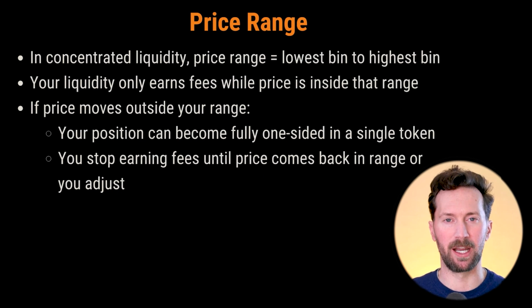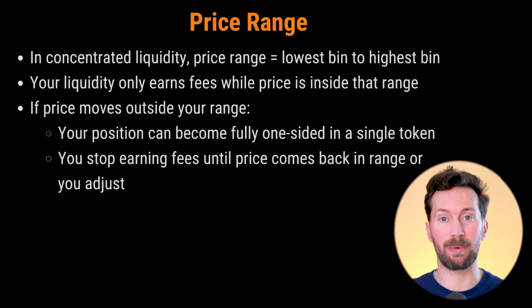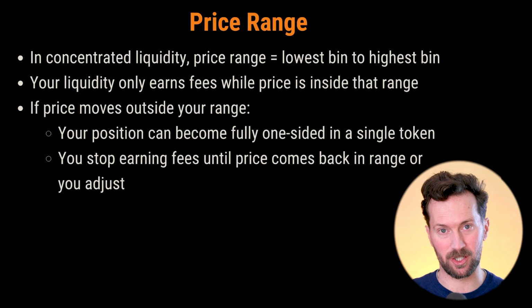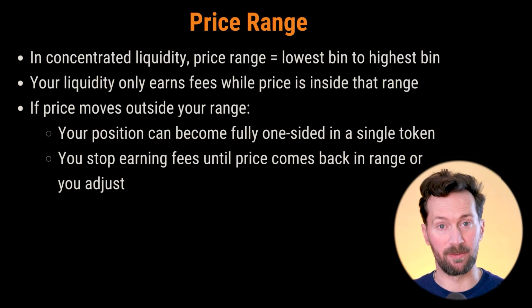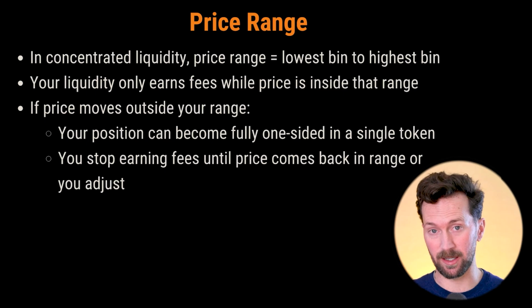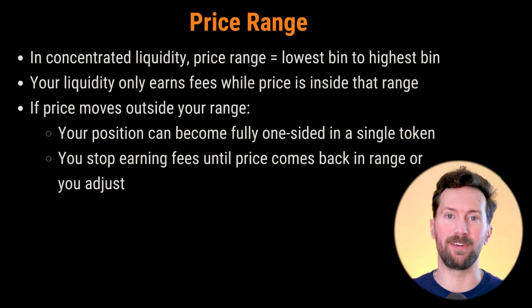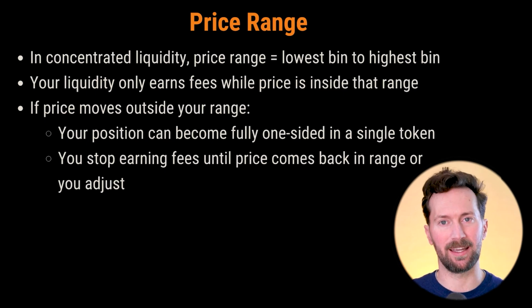Next is price range. In concentrated liquidity, your price range is the span between your lowest bin and your highest bin. Your liquidity is only active and only earning fees when the market price is inside that range. If the price moves outside of your range, your position can become fully one-sided in a single token, and you stop earning fees until the price moves back in range or you adjust your position.